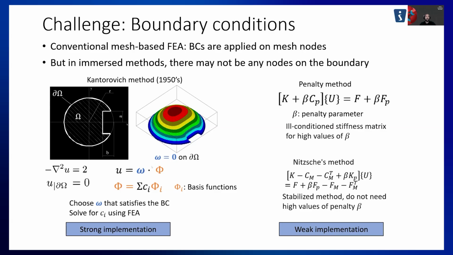And then what you need to do is express phi as a standard linear combination of basis functions, standard FEA basis functions. And then the procedure is simple. Construct your weak form, minimize the weak form, find the coefficients that minimize the weak form, and then everything is basically standard FEA. So this is what we are calling a strong implementation, but there's a catch here.